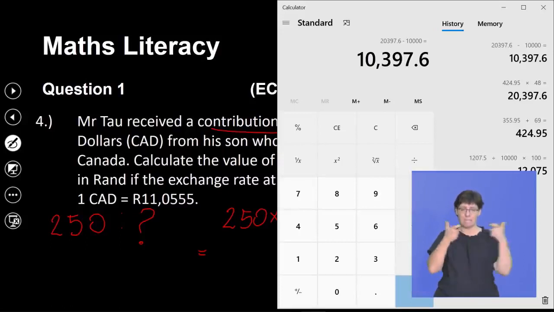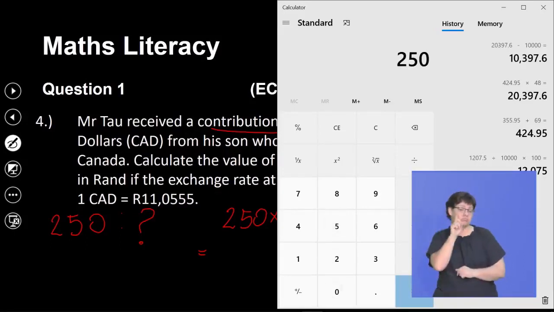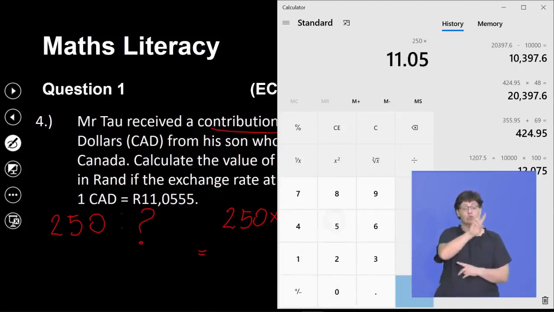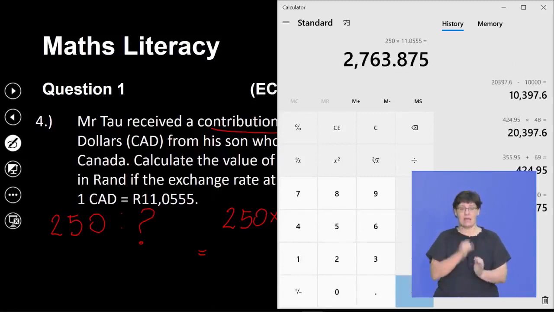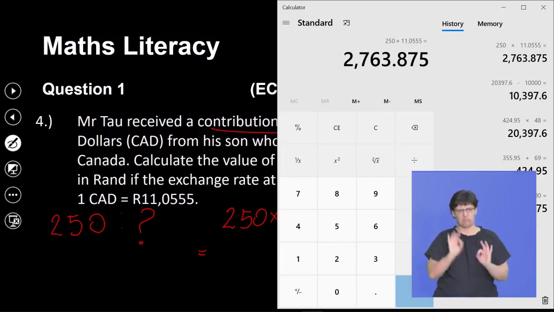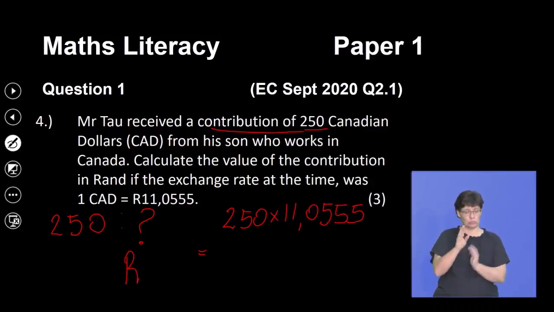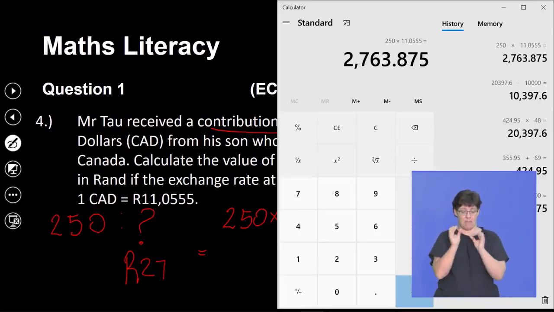So I've got, clear that, 250 times 11.0555. And I get 2,763, which makes me think that I'm probably correct. 2,763, and now we're going to round that to 2 decimal places. So I'm going to write this number out. So it was 2,763.87.